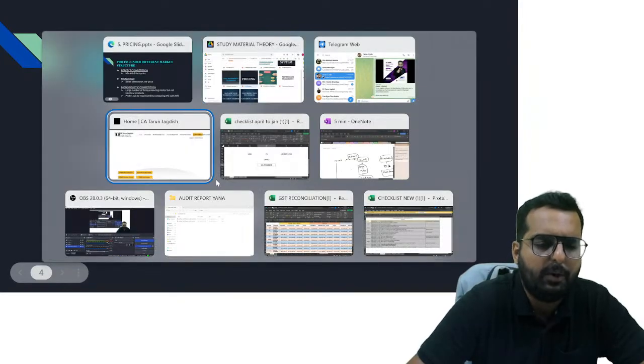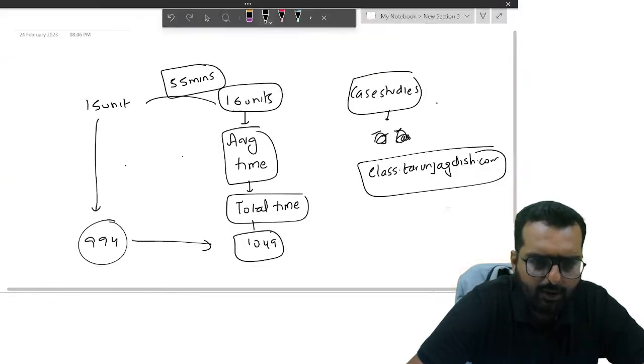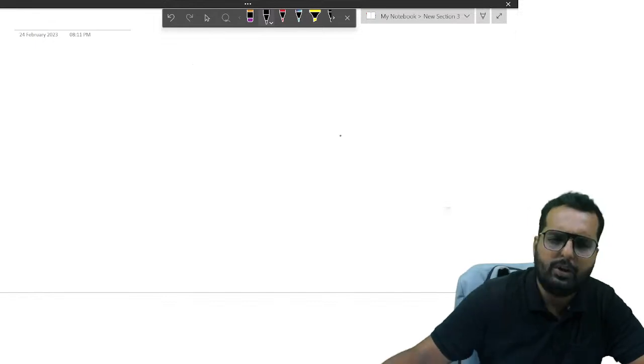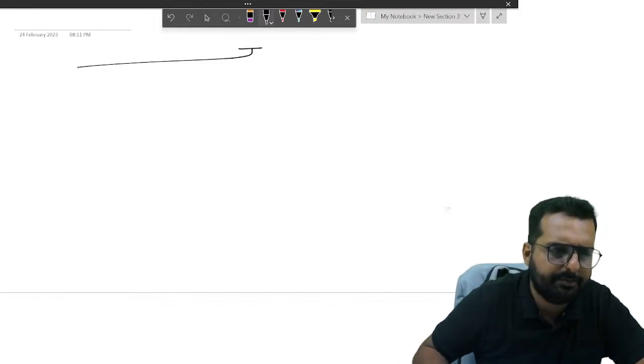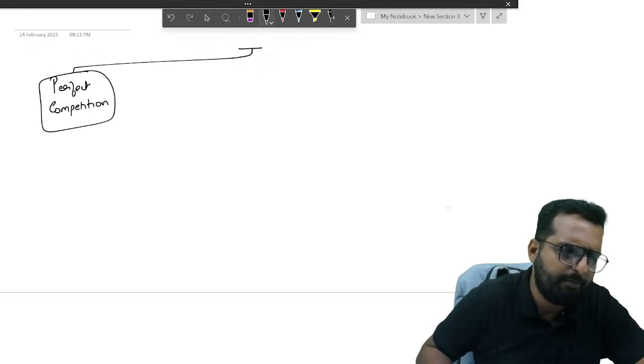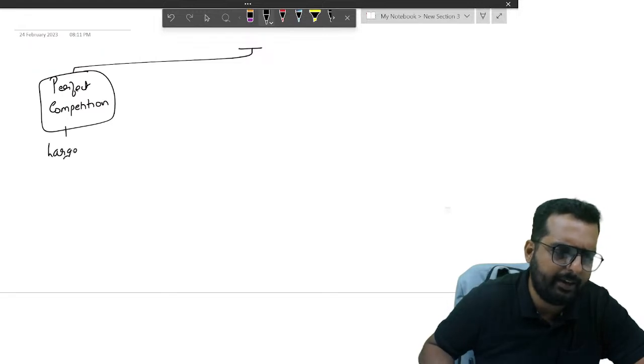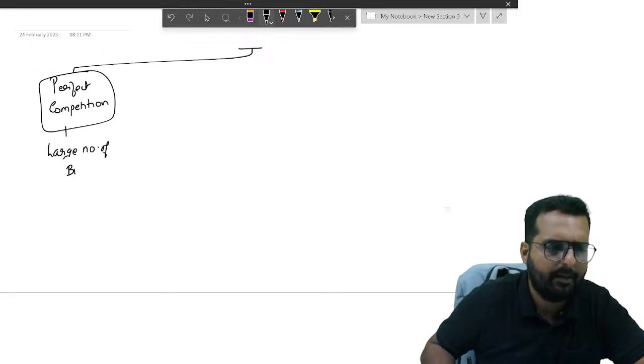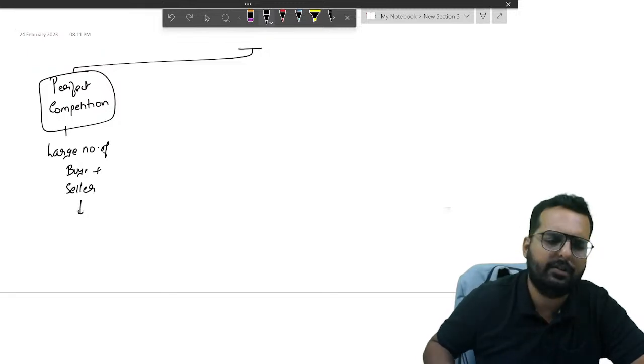Now they are talking about 4 market structures: perfect competition, monopoly, monopolistic competition, and the last one is called oligopoly. So please interact with me now. What do you mean by the word perfect competition? Large number of buyers and sellers will be there. Am I right? Give me some examples of this.